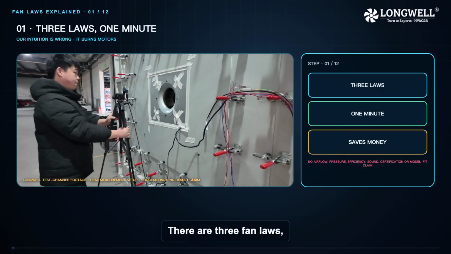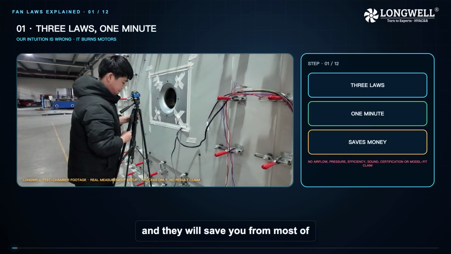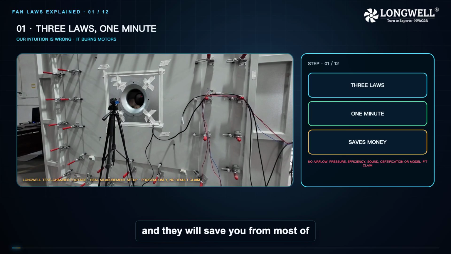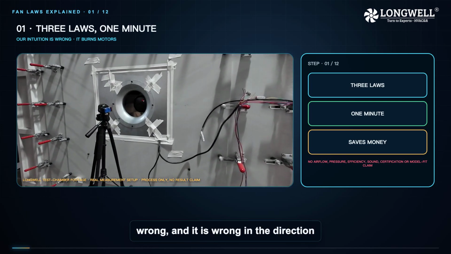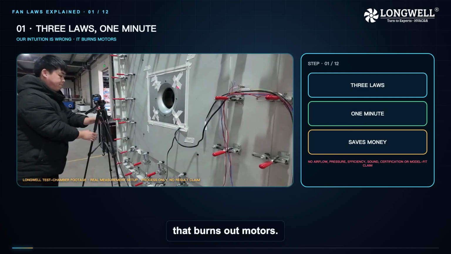There are 3 fan laws. They take about a minute to learn, and they will save you from most of the expensive mistakes people make with fan speed. The reason they matter is that our intuition about speed and airflow is wrong, and it is wrong in the direction that burns out motors.